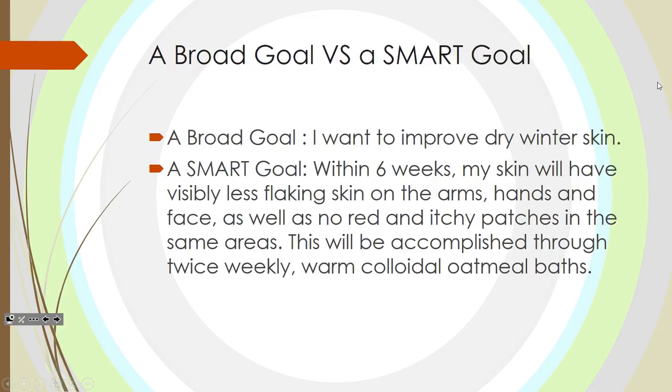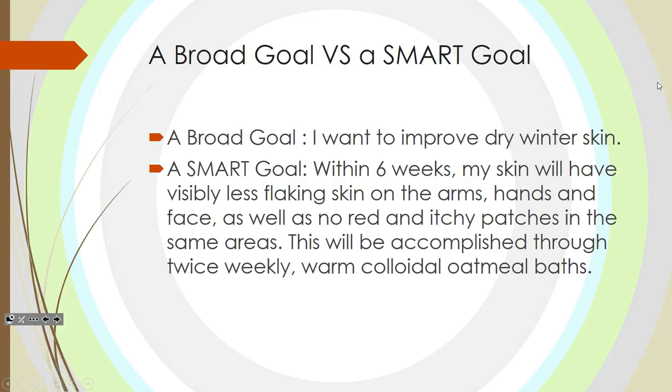So here's an example, a broad goal. I want to improve my dry winter skin. I picked examples that might get you thinking about what you might want to improve upon in a body system. So that's a broad goal, improving dry winter skin. For a SMART goal, say you heard about people taking oatmeal baths to improve dry skin. A SMART goal would be within 6 weeks. So there it's measurable. My skin will have visibly less flaking skin on the arms, hands, and face. So maybe you're taking pictures or something. That would be part of your next step. Like, how are you measuring it? Maybe you're going to take pictures in the sunlight of what your skin looks like.